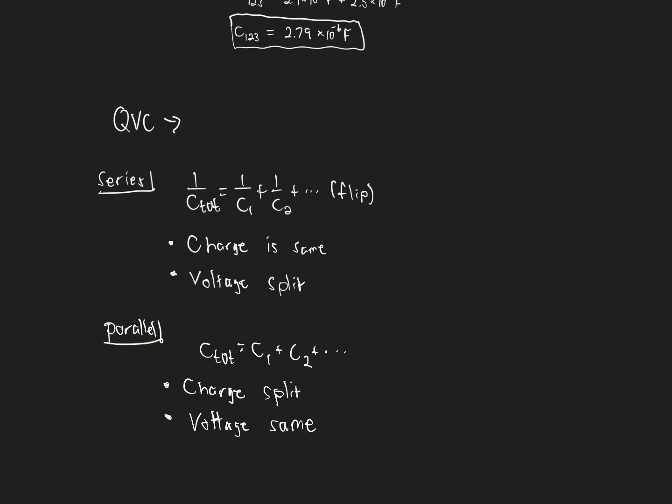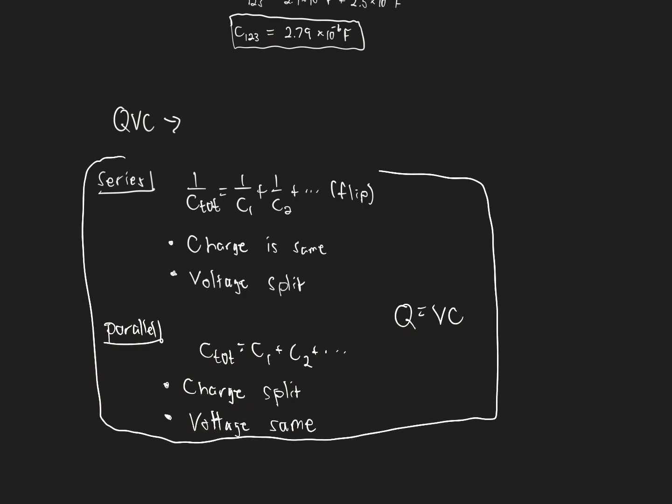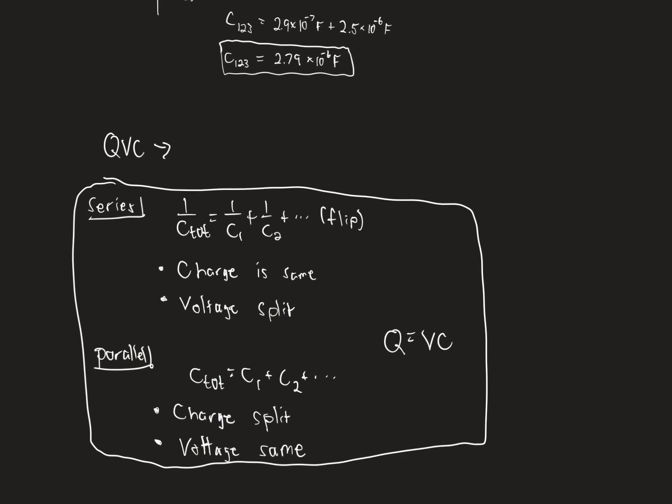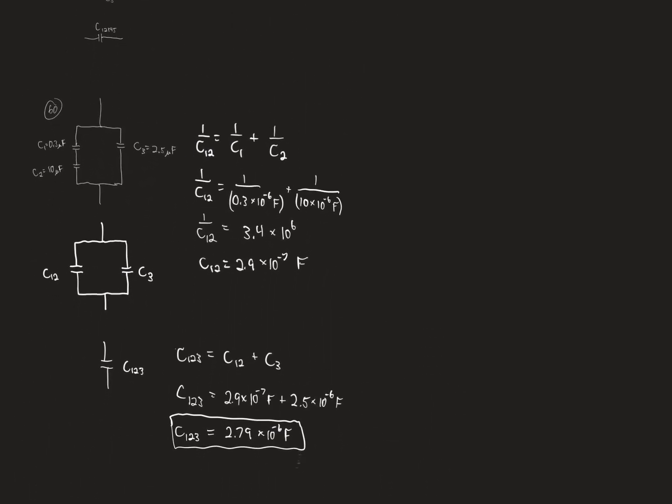Really, really useful. And then the last equation we want to know is Q equals VC. This little bit of information right here that's in that box, I would put that on my equation sheet. This is how you can solve any circuit problem involving a capacitor. So let's see how that works. Let's go back up to our problem.